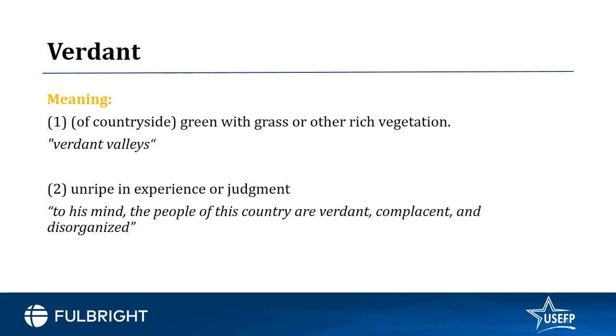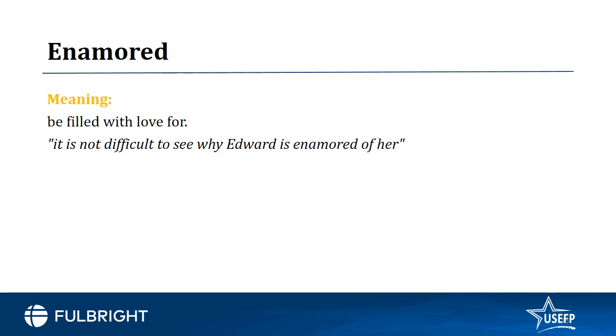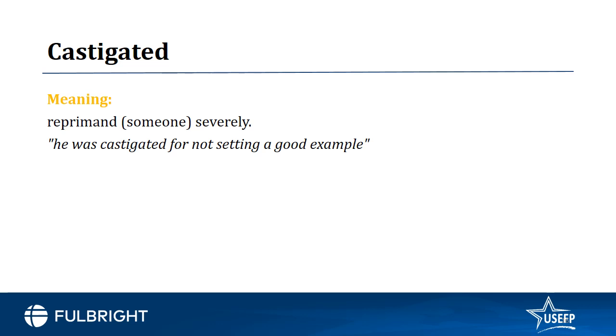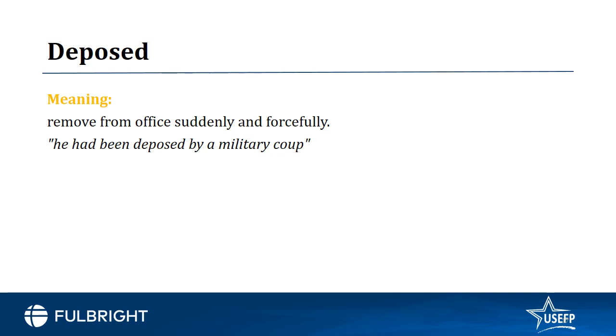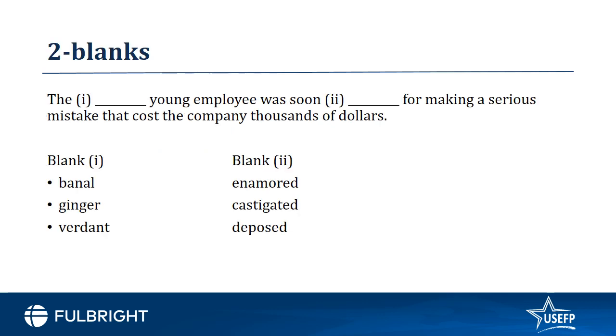The most frequently used meaning of verdant is green. Another way verdant is used is to highlight inexperience. For example, to his mind, people of this country were verdant, complacent, and disorganized. Enamored means full of love. Castigate means to scold someone severely. Deposed means removed from office, and usually it's a high-ranking position that we're talking about here. So what's the final answer? It's verdant and castigated.